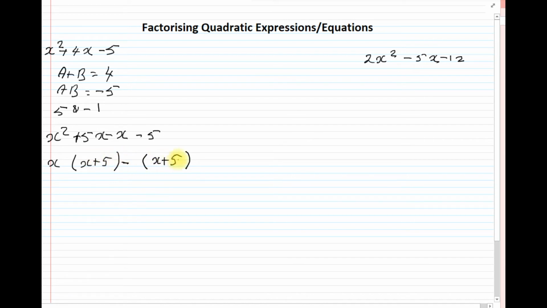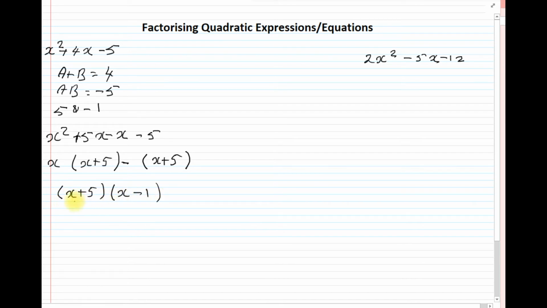So I have two brackets which are the same, x plus 5. I can factorize x plus 5. And from the first term, I'm left with x, and from the second term, I'll be left with -1. So this factorizes to x plus 5 times x minus 1.